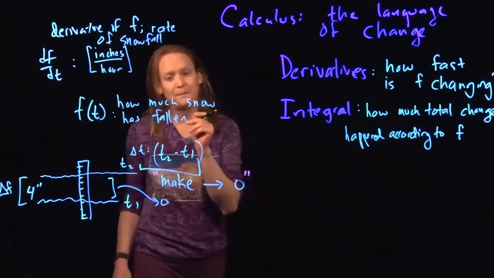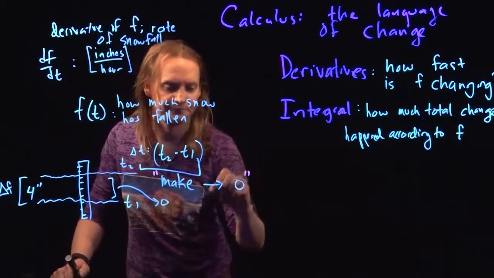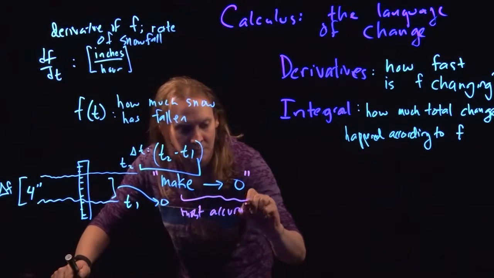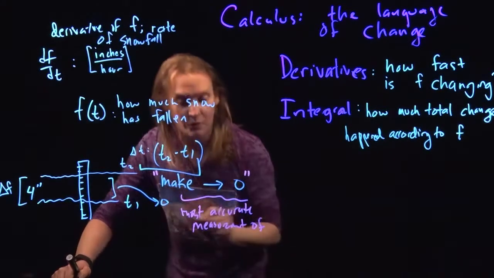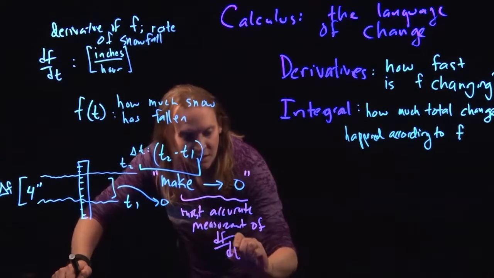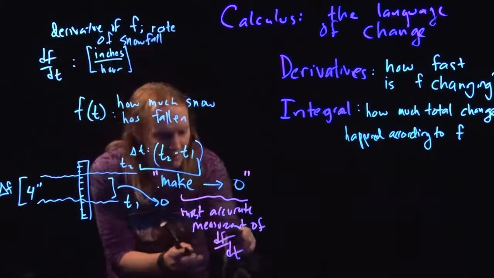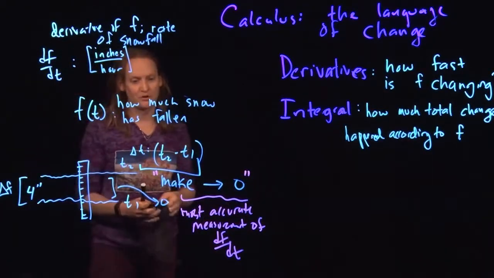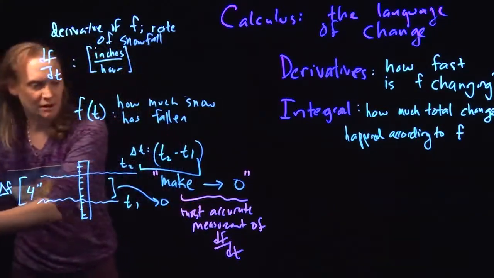Okay? So this process of make it go to 0, to get the most accurate measurement, right? Most accurate measurement of, what are we measuring? The most accurate possible measurement of dF/dt. That was an atrocious F. For that, I do apologize. Okay. It's the most accurate possible measurement of dF/dt, assuming infinite resolution on these measurements right here.